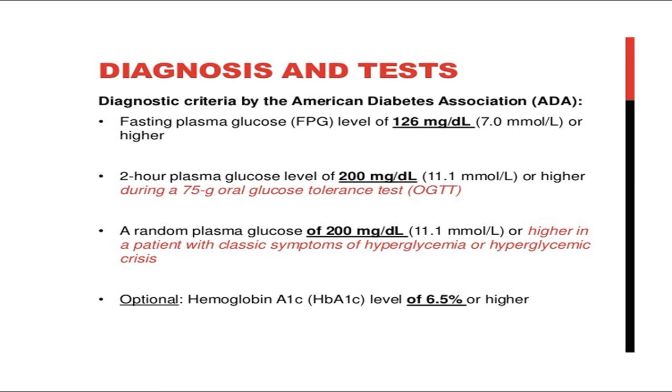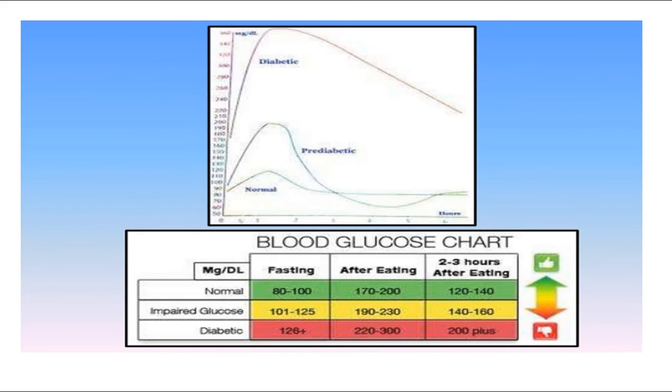Hemoglobin A1c is called glycosylated hemoglobin. It shows the average blood glucose level in the previous 3 months, because it depends upon the RBC life cycle. The RBC lifespan is approximately 100 to 120 days, so it indicates the level of glucose in the past 100 to 120 days.